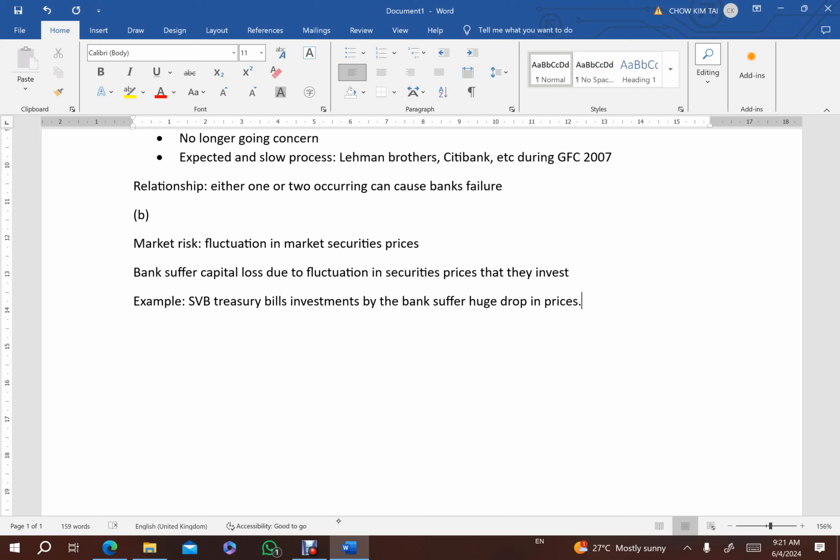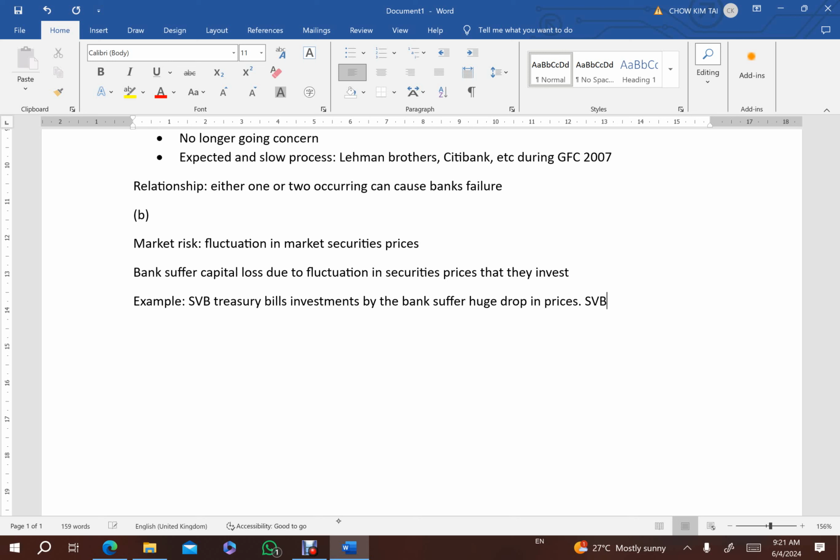But when the bank run happens, the bank needs urgent money. So they are forced to sell these treasury bills at 2023 prices. 2023 interest rates were very high, so the bond price was very low. So the bank was forced to sell all these treasury bills at a very low price, and it suffered huge capital loss.